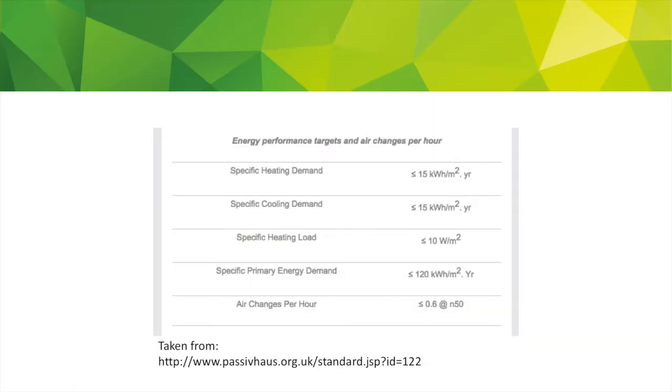To put this in perspective, a typical home will require 50 to 60 watts per meter squared. So we have brought this limit all the way down to 10, which is great. The key one is 120, which is your overall specific primary energy demand for your building, and that's per year.